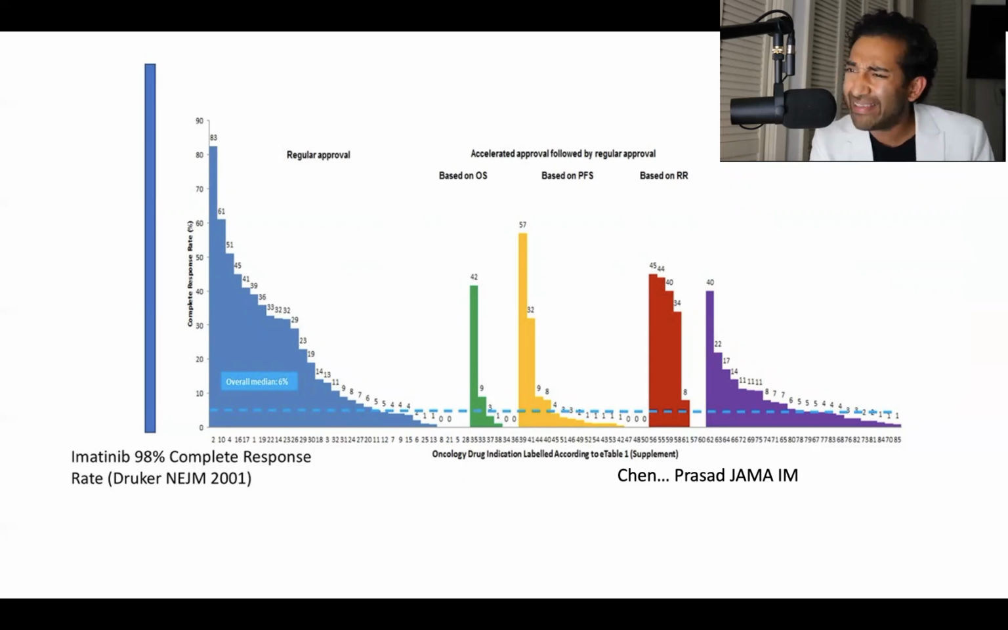The median CR rate for the other drugs is 6%. You mean to tell me 6% is like 98%? Get out of here. Not even close. And so, the regular approval drugs had higher CR rates. These had this CR rate. These had this CR rate. But there are a lot of low CR rates.